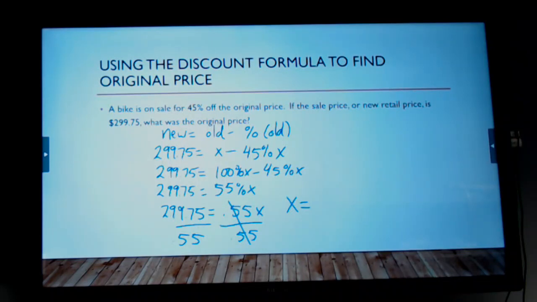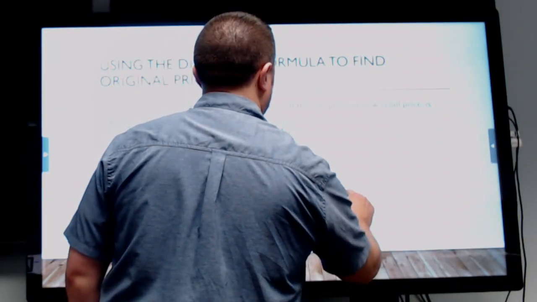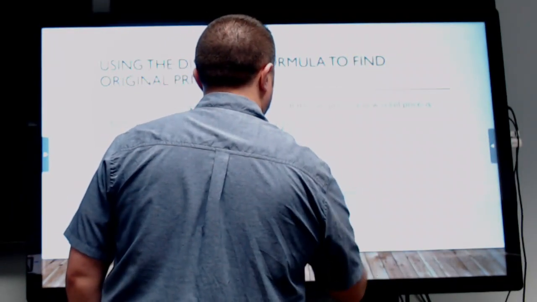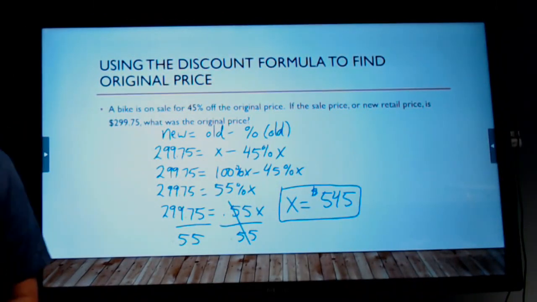Jonathan got 545. Anybody else get 545? Okay. Here's the deal. So 545 is the original price. Bicycles really that expensive? Yeah. Maybe the ones that help you climb a mountain. I don't know. But my bicycle days are behind me, as you can clearly see.